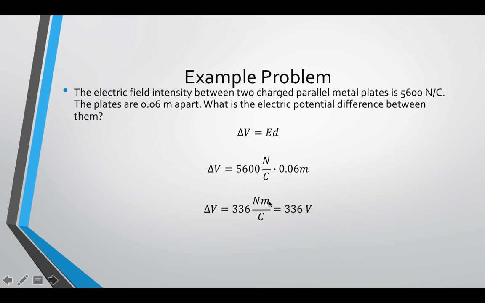Now, if you figure that out in the units we know, a newton meter is a joule. And a joule per coulomb, we've already said earlier, was a volt. So this is also equivalent to 336 volts.